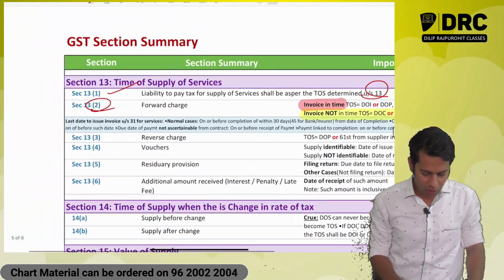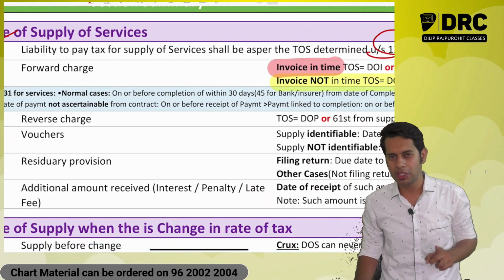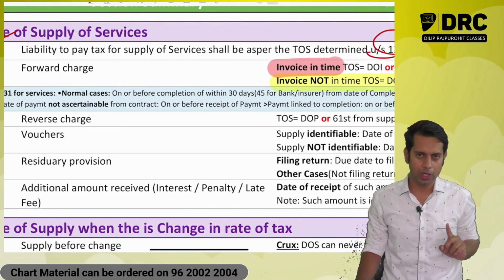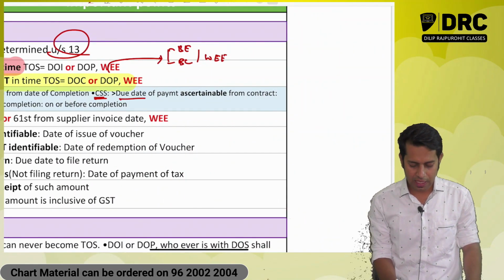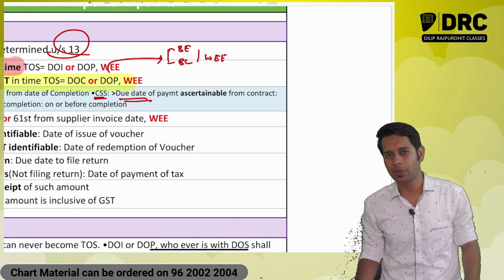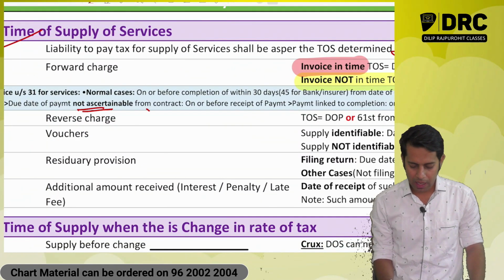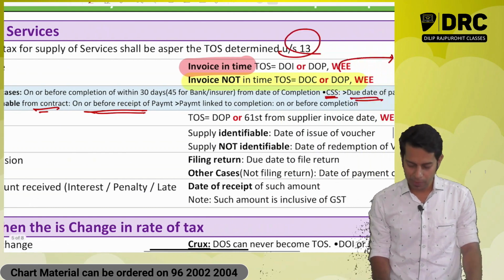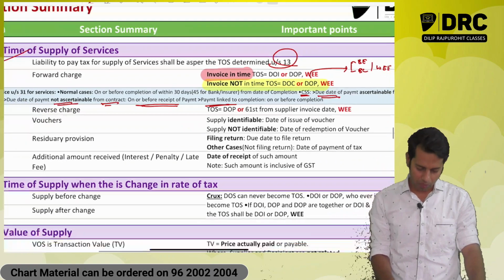Sir, what is the last day to issue invoice as per section 31 for services? For normal cases, on or before completion or within 30 days of completion, you are required to issue the invoices. For continuous supply of services, if the due date of payment is ascertainable from the contract, on or before that date. If the due date of payment is not ascertainable, then on or before date of receipt of the payment. And if the payment is linked to completion, on or before the completion, the invoice is required to be issued.